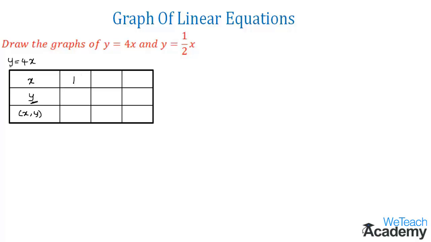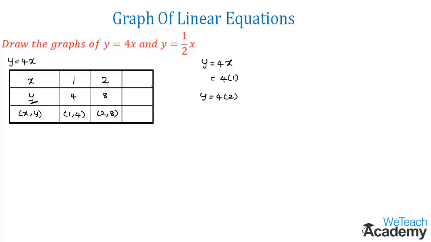We get the y value just by substituting in the equation y = 4x. On substituting, we get 4 into 1, that implies 4. So let us write 4 over here. We get the ordered pair (1, 4). Now let us consider the x value as 2. The y value would be 4 into 2. On multiplying, we get 8. Here we get the next ordered pair as (2, 8).